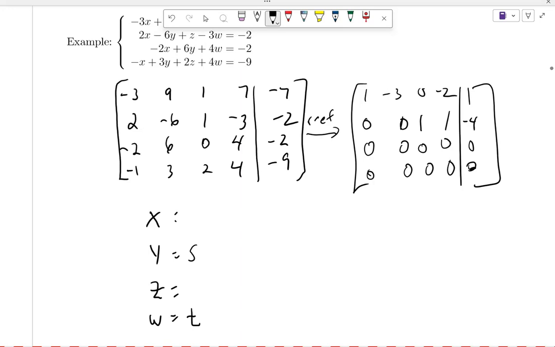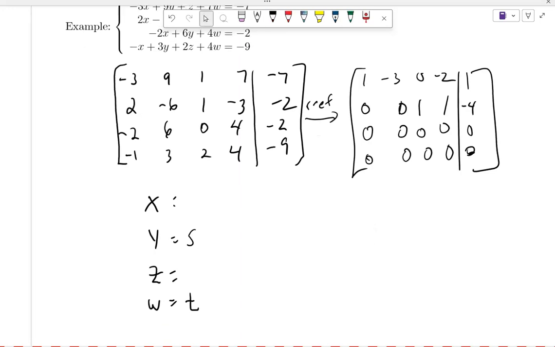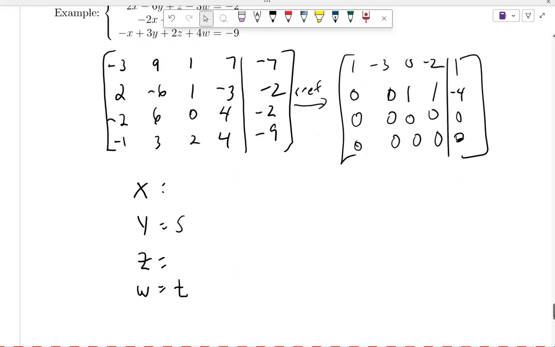So now working on your variables, using the second equation, we can figure out what z is. What does z have to equal? Yeah, -4 minus t, right? Because I would put the t in here for the w and then move it over.